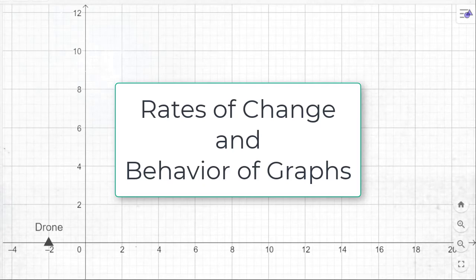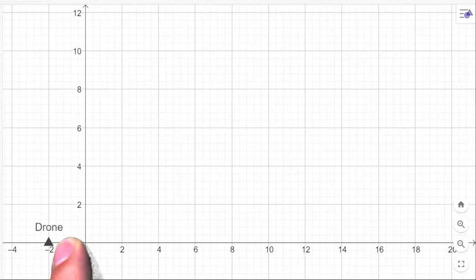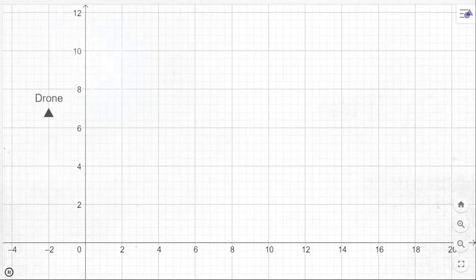So we're going to look at how the height of a drone changes over time. The drone is depicted by this little triangle here in the lower left of the screen. And let's see what happens. Okay, the drone goes up into the air. It goes up some more, comes back down, goes up, and that was its path.